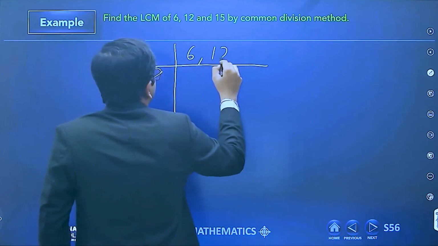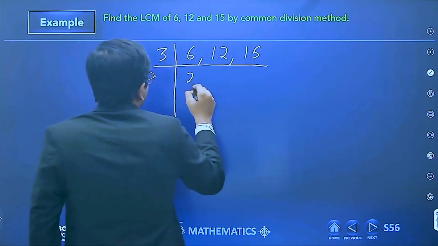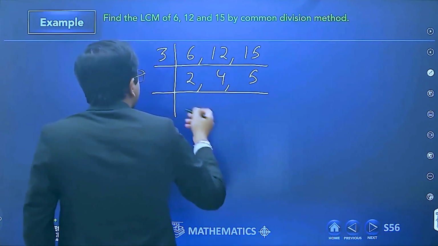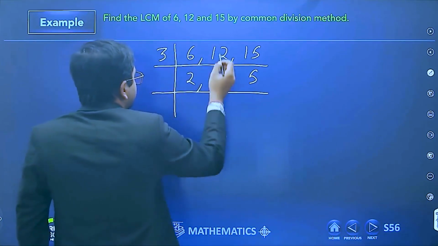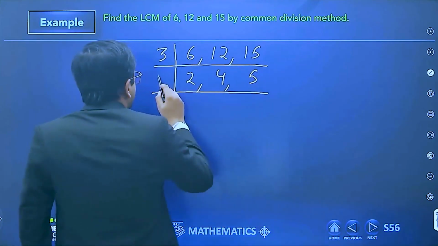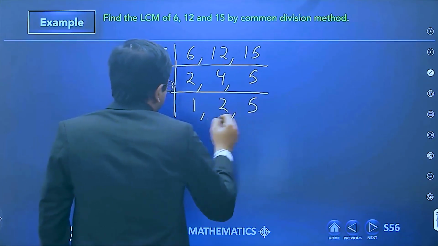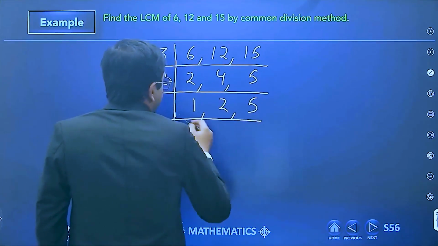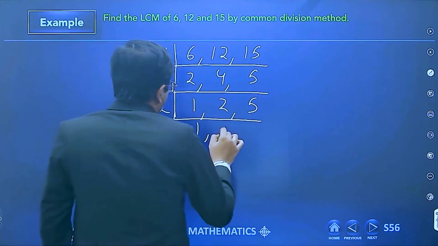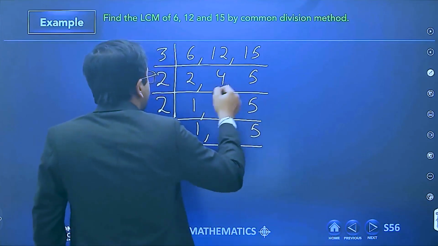6, 12, 15. Let me start with 3 as a prime number. 3 2s are 6, 3 4s are 12, 3 5s are 15. Now I will divide with 2. I should only divide with prime numbers. So 1, 2 and 5. I should do this until I get 1, 1, 1. So 2, 1, 5.